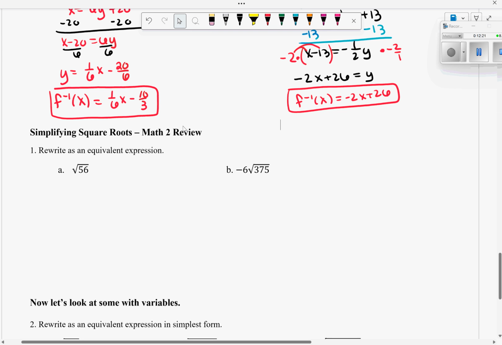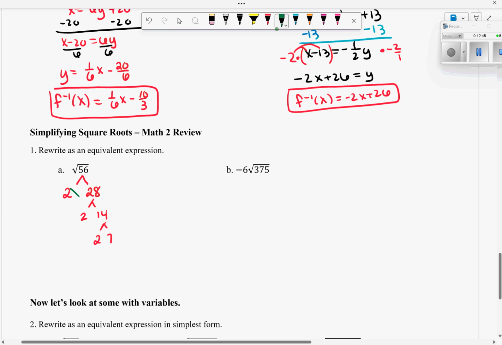So rewrite as an equivalent expression. Remember, if you have a square root, you're looking for groups of 2. If I break this down, the square root of 56 breaks down into 2 times 28, and then you can break this down again to 2 and 14, and this can break down into 2 and 7. Of course, you could break this down other ways, but this is just one way you can break it down.